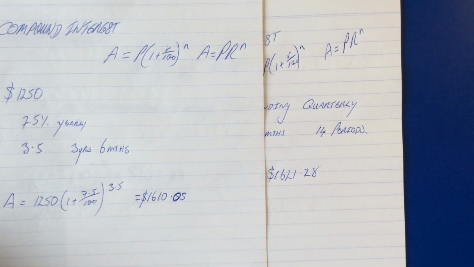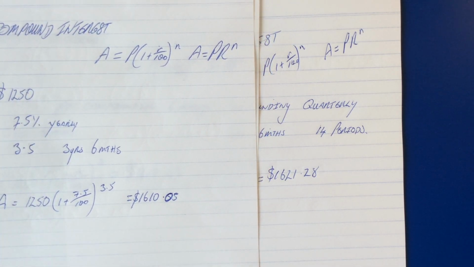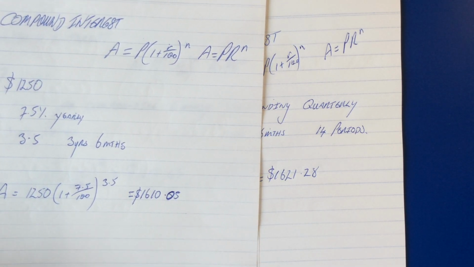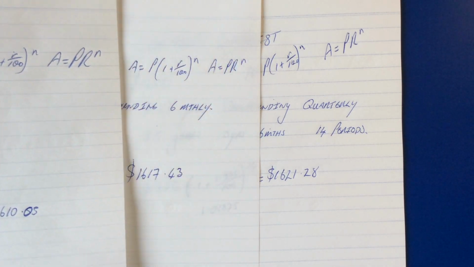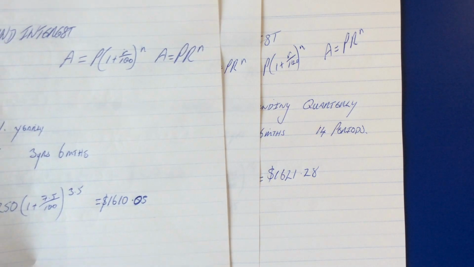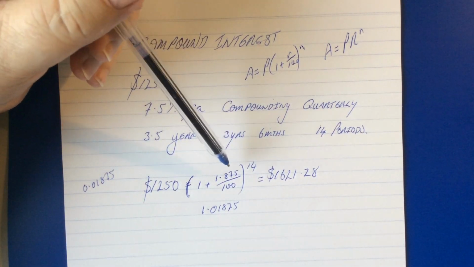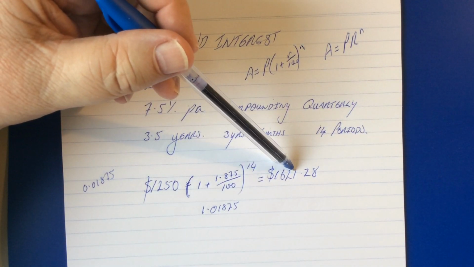But what you do notice is that we've gone from $1,610 on a straightforward annual compounding rate up to 1617 and then up to 1621. Now, the lesson to be drawn from that is that as you increase the number of compounding periods, even within the same time frame, you can greatly increase your result.